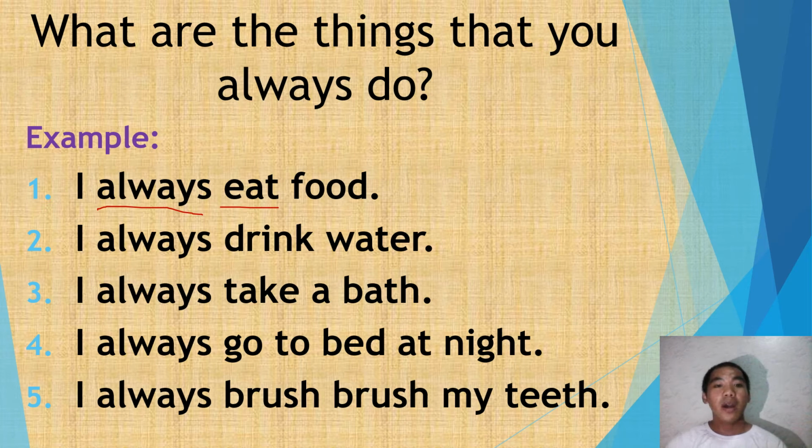Okay, so that's all about always. These are just examples of always in a sentence. I hope everything is clear. But in case you have questions about our previous topic, you can still ask for today. So now let's proceed to our next topic, which is how to use usually in a sentence.